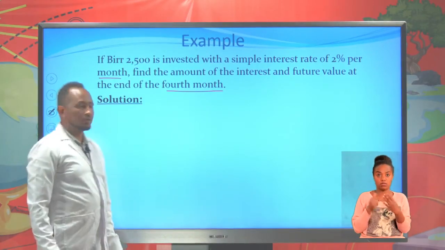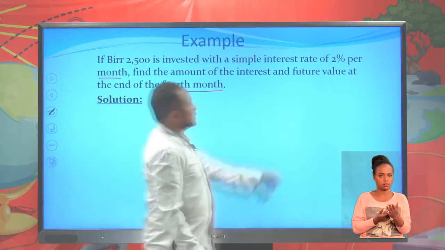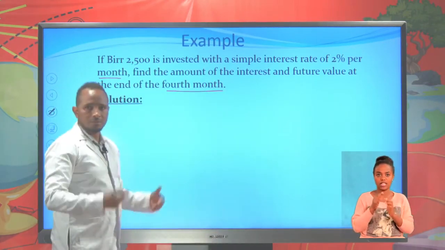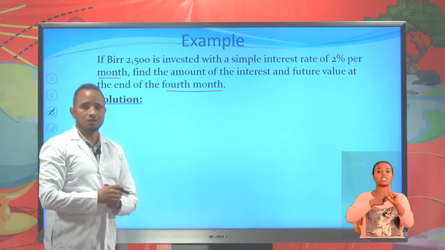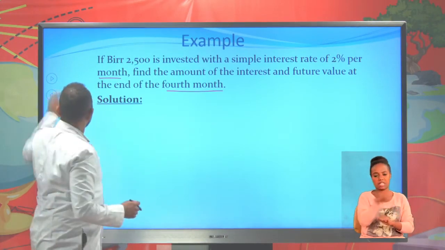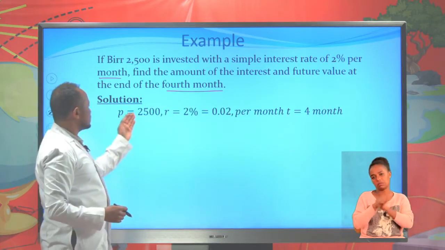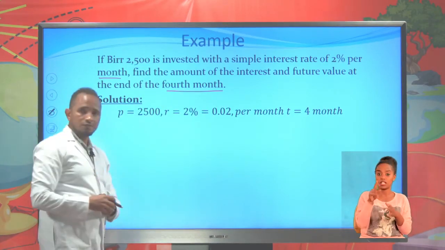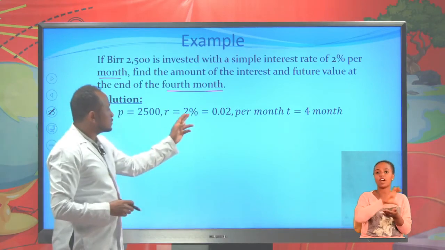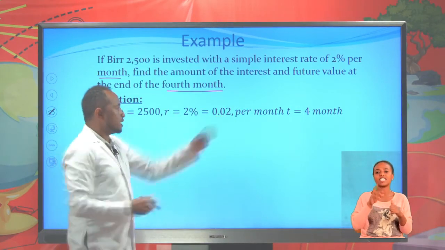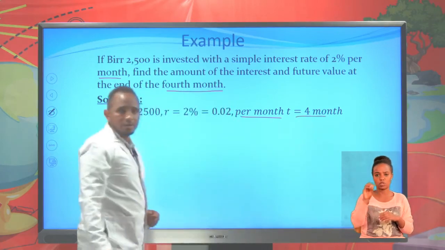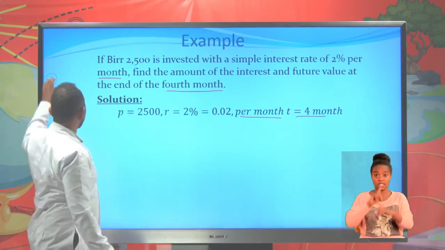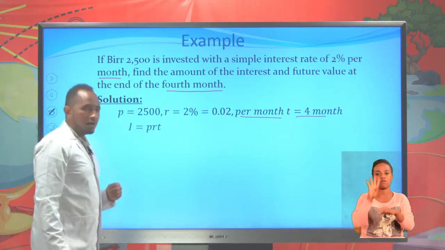So here, be careful, the interest rate is per month and the time is in months, so there is no need of conversion, they are in the same unit. So here principal is given, it is 2,500, and the rate is 2%, it is 0.02 per month, and the time is 4 months. So using the formula, we can find the simple interest.